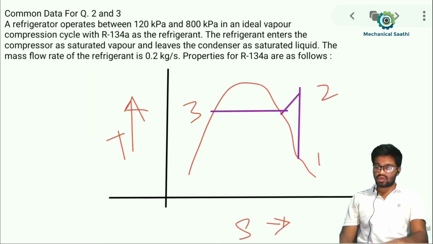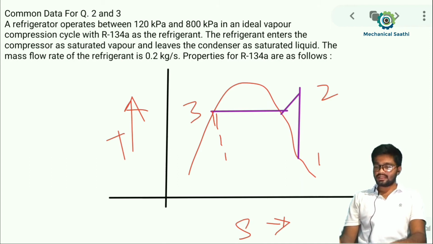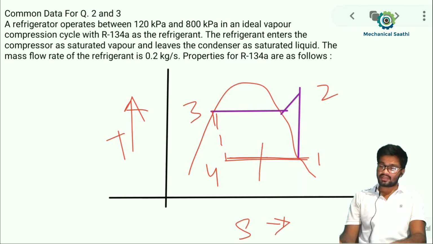Okay, so let us move to our diagram. We can complete this diagram like this. This will be our expansion process, which may happen by using some expansion valve. This will be a constant enthalpy process, that means the enthalpy at point 3 will be equal to enthalpy at point 4. So this is point 4, and this will be the heat extraction region. That means during the 4 to 1 process, heat will be extracted from the refrigerated space.